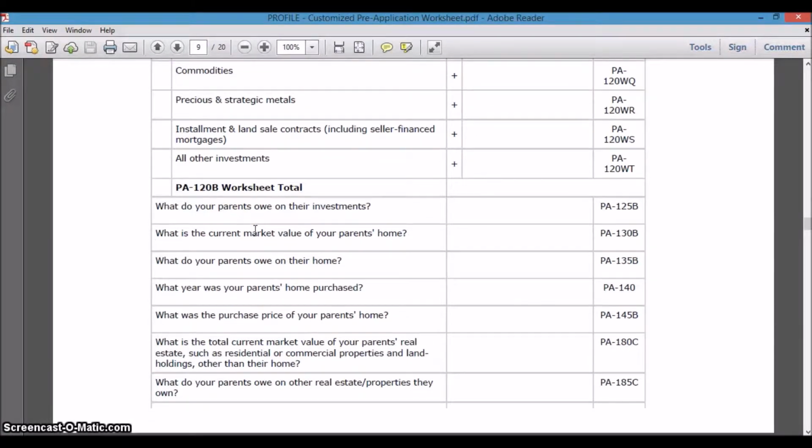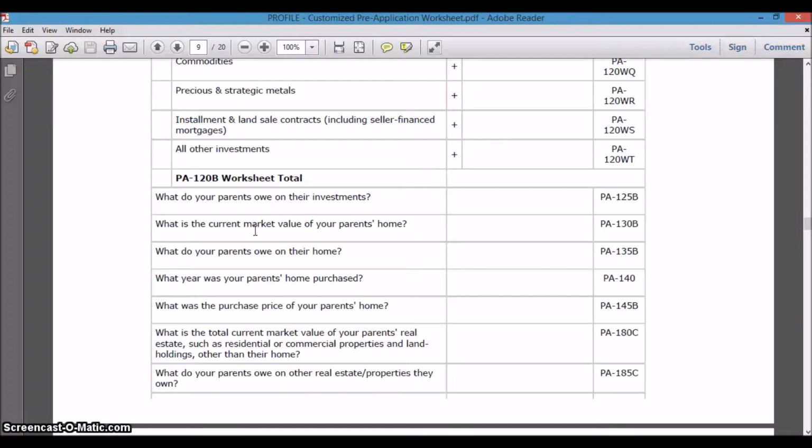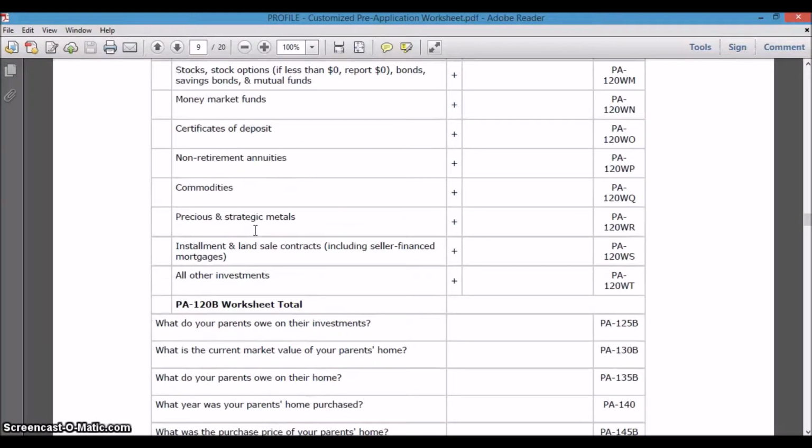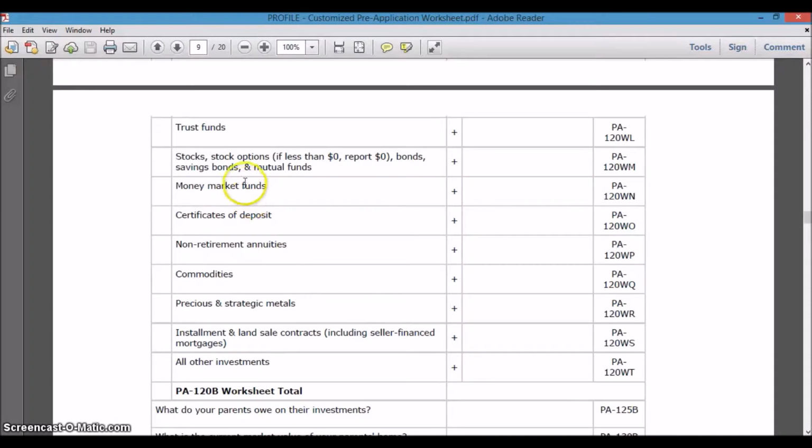If you feel like none of these apply to you, remember to not leave the answers blank. Make sure you write 0 in the answers, so never leave anything blank. And for example, in the section that says stock and stock options, if your parents don't invest in stocks or bonds, then you should not leave this question blank, just put 0.